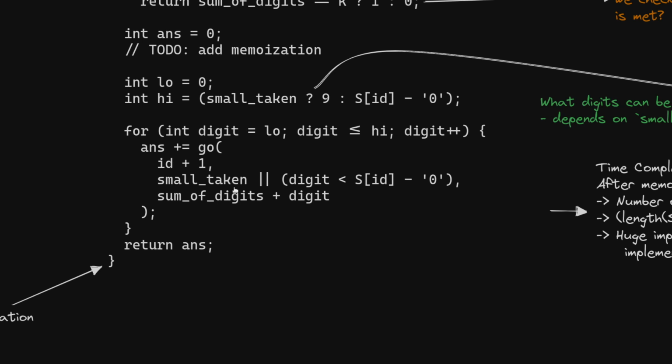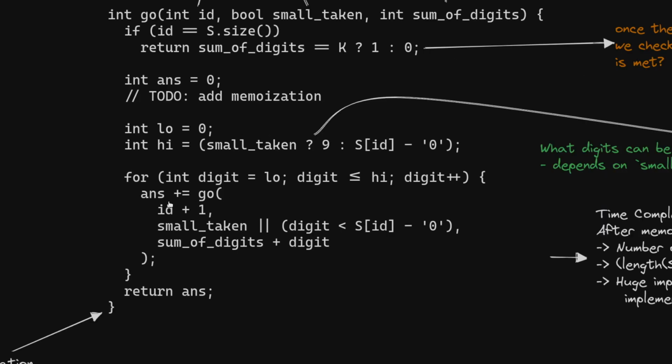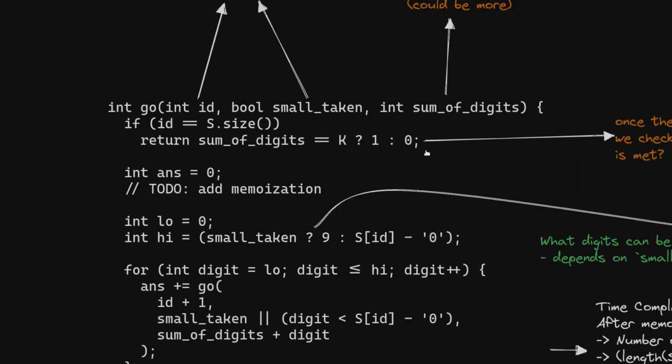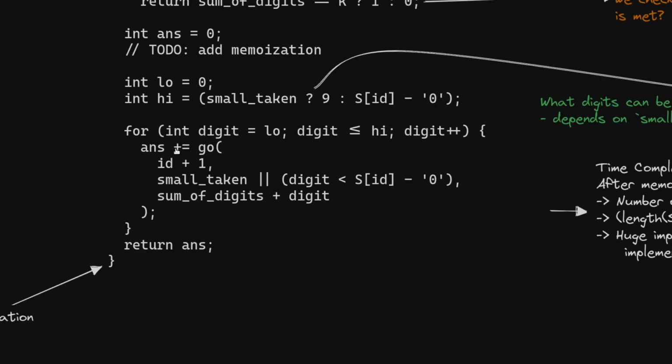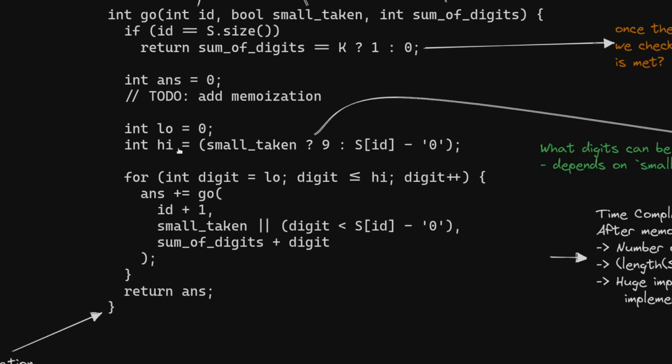So small taken could be true from any one position, so we need to take an OR for finding out whether there is at least one position where a smaller digit is inserted, and sum of digits will be incremented by digit for the next state. So this recursive function will go ahead and go through all the indices from 0 to size of s, and add the count of valid numbers from inserting all these valid digits from low to high.